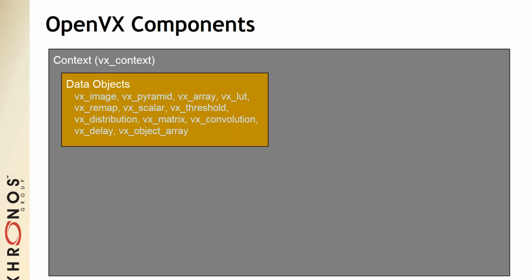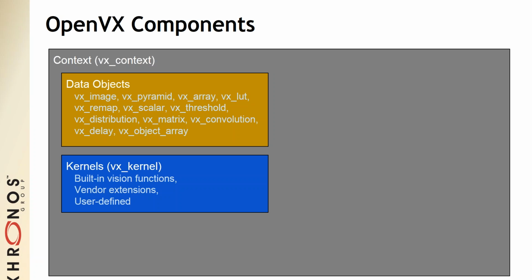And there are several other data types such as lookup tables, remap objects, scalars. If you want to use floating point or integer values, you could use a scalar object. And there is threshold for thresholding kind of functions. There's distribution for histograms, matrix and convolutions for doing transforms and image filtering kind of operations. There are certain high-level container data objects such as delay and object arrays. We're going to cover some of these throughout this presentation.